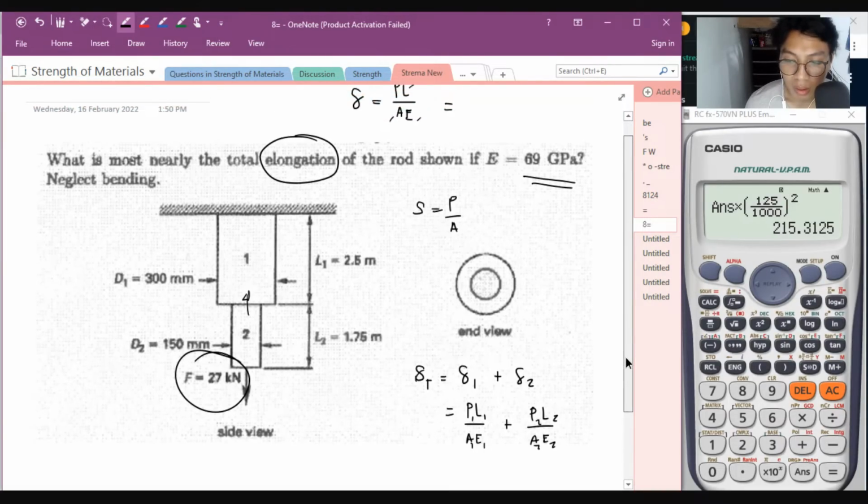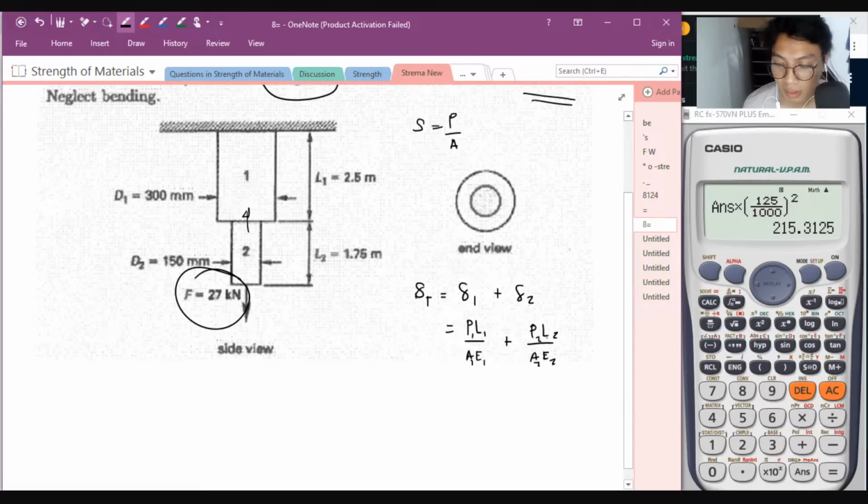Now, makita nyo dyan, okay? Isa-isahin natin, total elongation ang hinahanap. Mamaya ko na i-discuss pag parehong material. Parehong material, the same lang yung makukuha nilang strength. So, P, parehas lang, which is F. Yung E, parehas lang. So, pwede ko i-factor out P over E, multiplied to L1 divided by A1 plus L2 divided by A2.